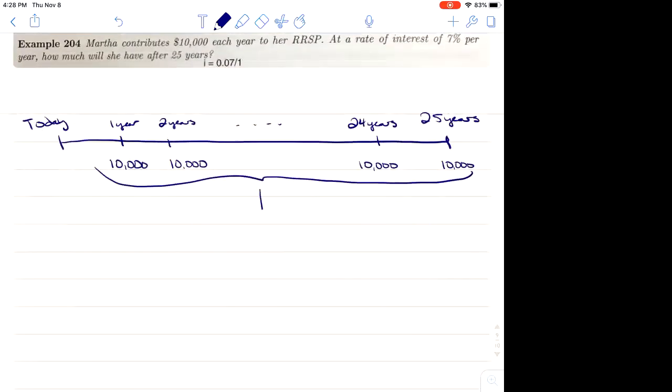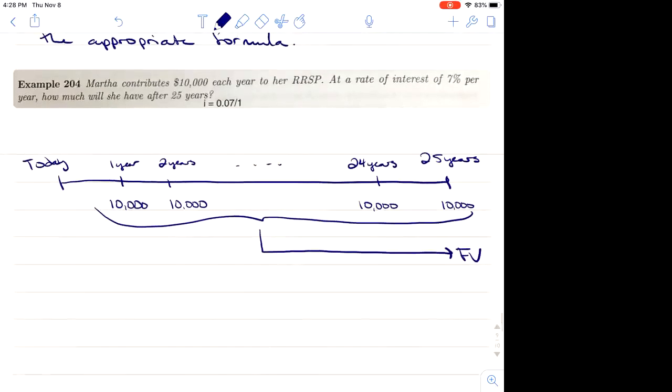So then here, I can just show that all these guys are funneling into some future value at 25 years. How did I know I wanted a future value? Well, because I want to know how much she will have after 25 years. 25 years is in the future, so it's a future value. On the right-hand side of the arrow, it's a future value. In general, if we're saving, it's usually going to be calculating a future value. If we're paying off a loan, I'll ask you how much the loan was for. That'll be a present value.